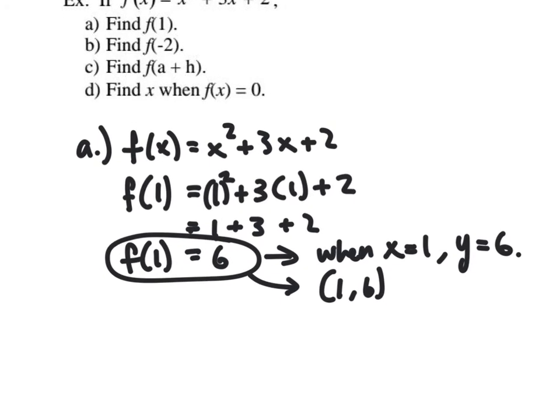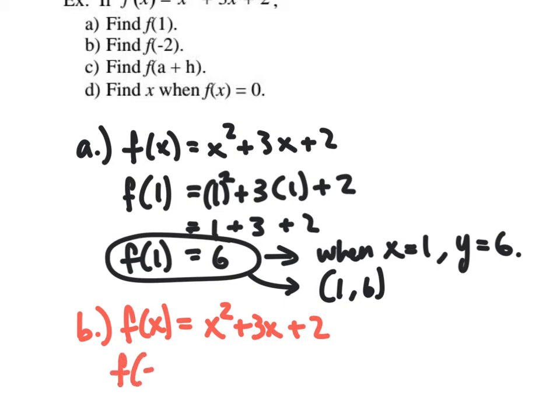Let's do part B. Part B says find f of negative 2. So let me do that over here, and let me rewrite f of x is equal to x squared plus 3x plus 2. If I plug in negative 2, so f of negative 2, that means I'm going to plug that in for x. So I've got the quantity negative 2 squared plus 3 times negative 2, and then plus 2.